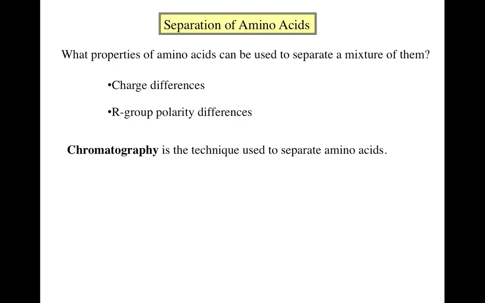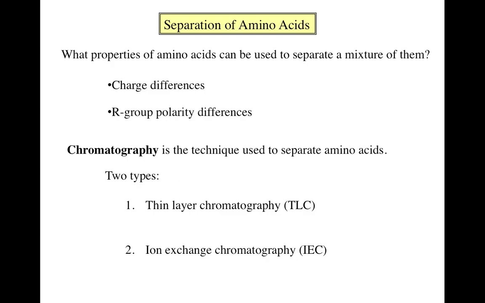Chromatography is the technique used to separate amino acids, and there are two types that we'll focus on. One is thin layer chromatography, or TLC, and the other is ion exchange chromatography, or IEC. Thin layer chromatography separates amino acids based on their differences in polarity.